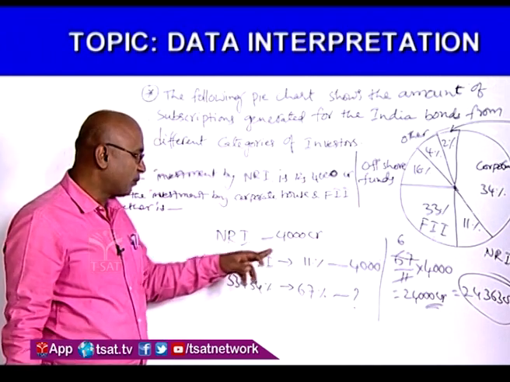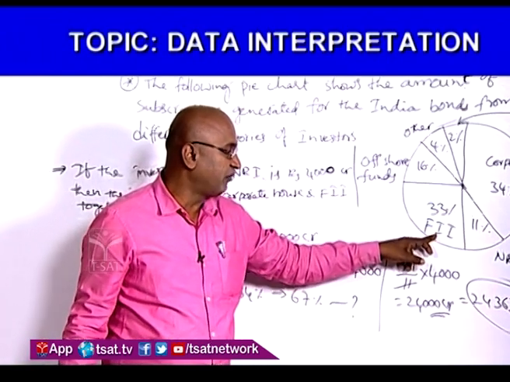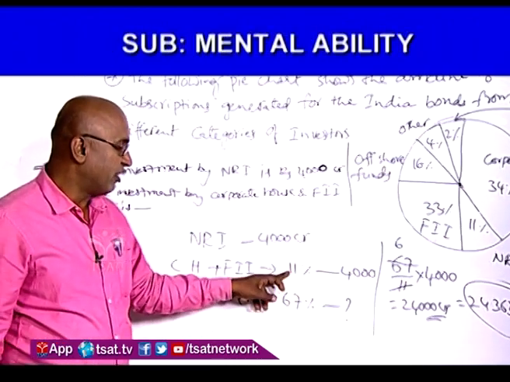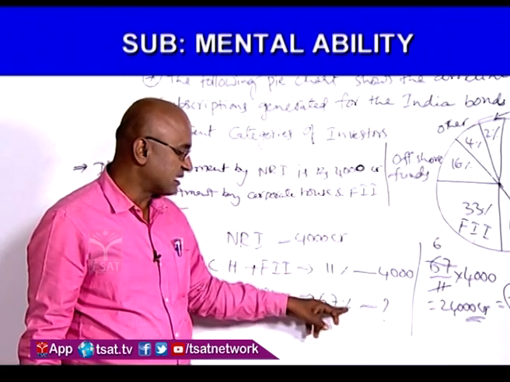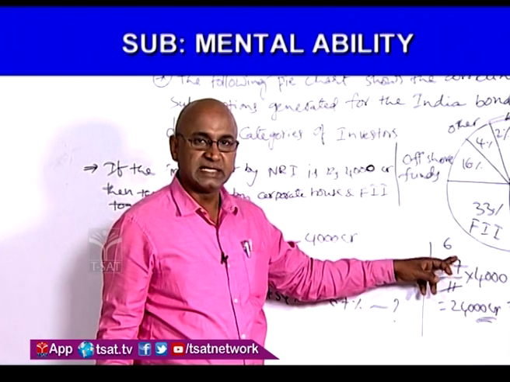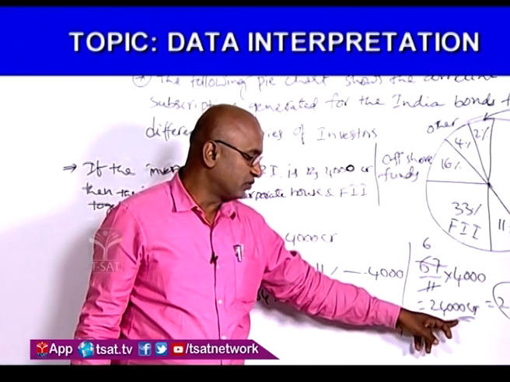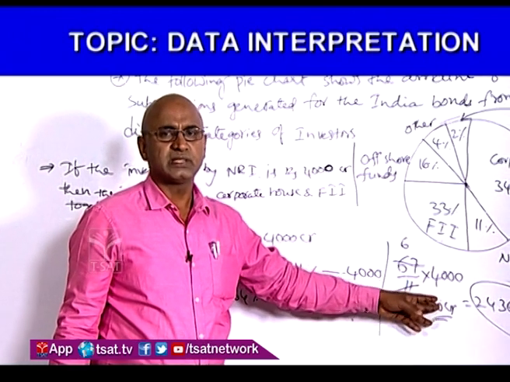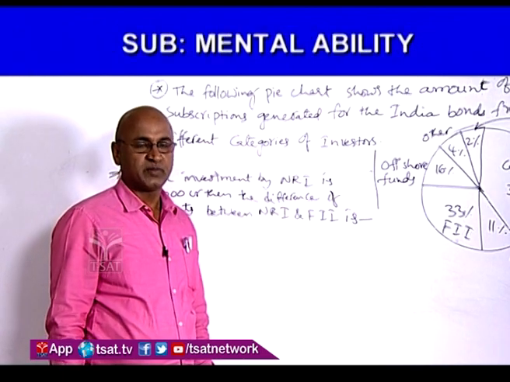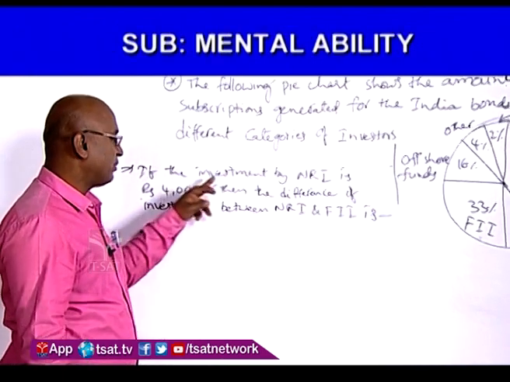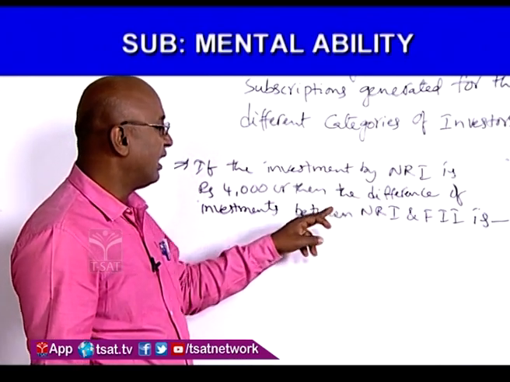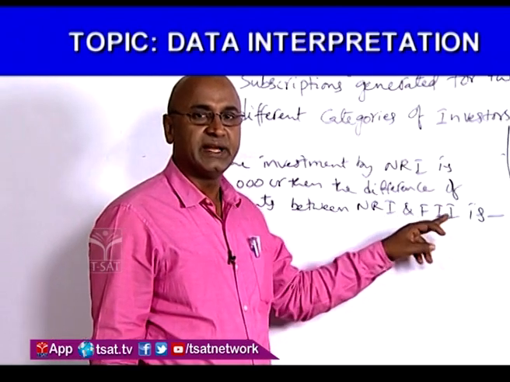So if NRI funds correspond to 4,000 crores rupees, then the share of corporate house and FII together: corporate house is 34 and FII is 33, the sum of these two values is 67%. If 11% is 4,000, then 67% is how much? 67 by 11 into 4,000. Assume that 67 as 66, then it will be around 24,000 crores rupees, which will be just a little bit more than 24,000 crores rupees. That is the answer. The next question in this type of problem is, if the investment by NRI is rupees 4,000 crores, then the difference between the investments of NRI and FII.